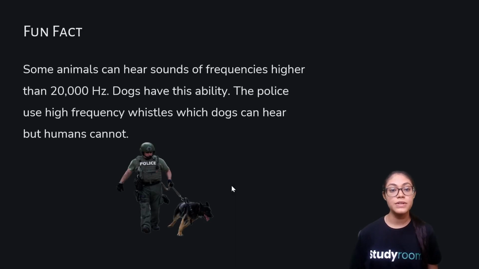Some animals can hear sounds of frequency higher than 20,000 hertz. Now, this is a fun fact. Dogs have this ability. Dogs are able to detect frequencies above 20,000 hertz. So, what does the policeman do? The police use high frequency whistles, above 20,000 hertz, which dogs can hear but humans cannot. There are some dogs which are used for security purposes, and for them, these whistles are used. Very simple.